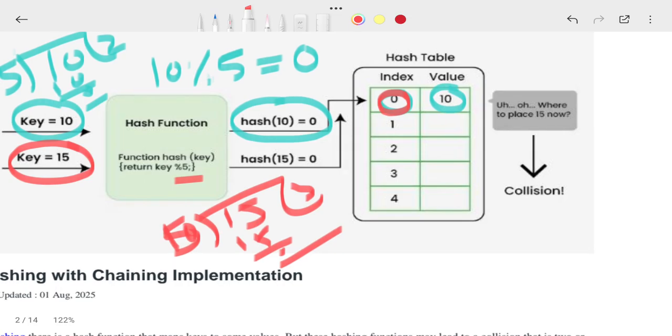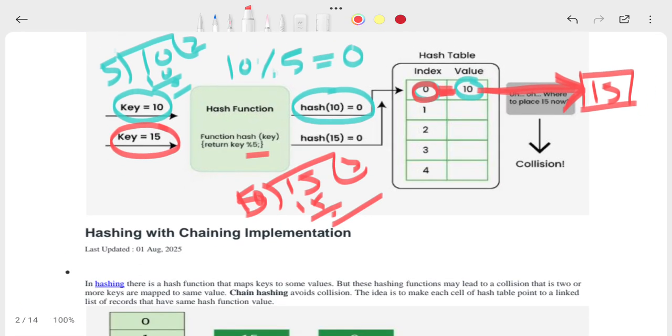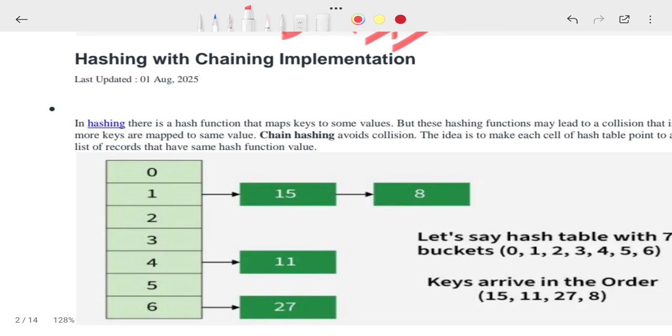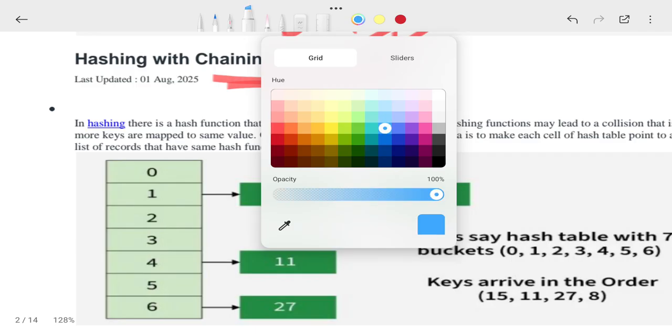So what I will do is create another node, and here I will place my 15. That is the meaning of collision. Collision means whenever multiple data come at the same place, then I will create another node; more than one data is coming at the same place. To solve this problem we are using the chaining method. This is the chaining method.